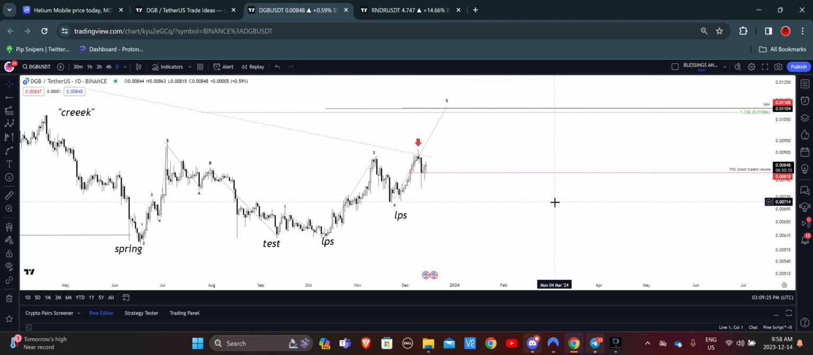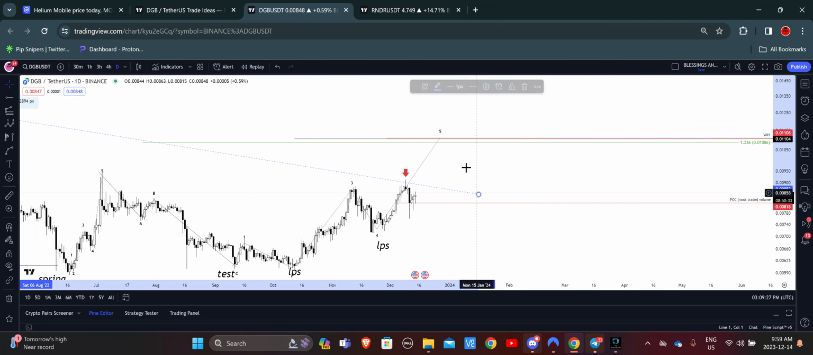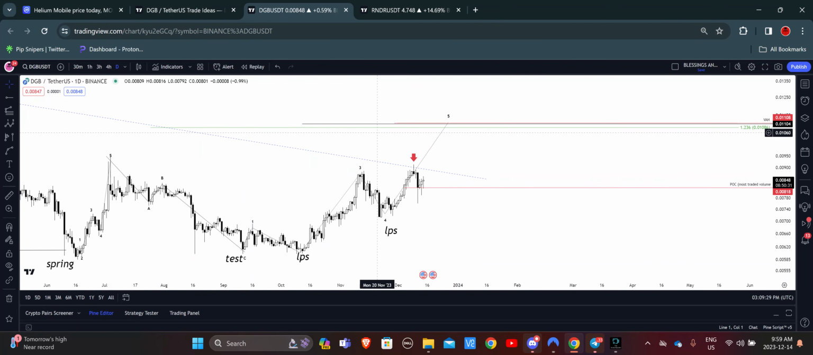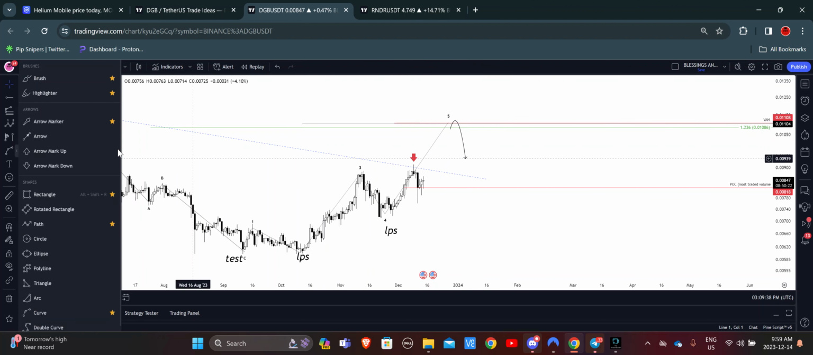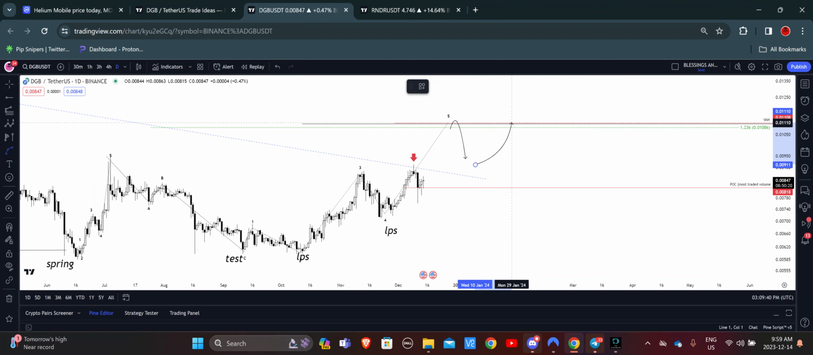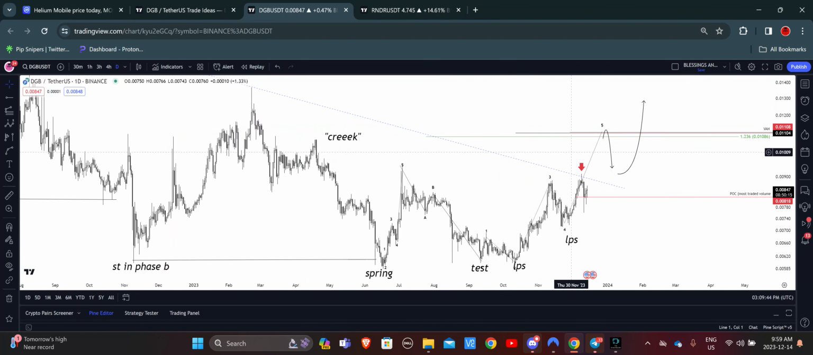And you can also take profit at this value area high over here, right over here at the 1.236. And then maybe it will come down for a little bit of a breather and then continue the trend to the upside.